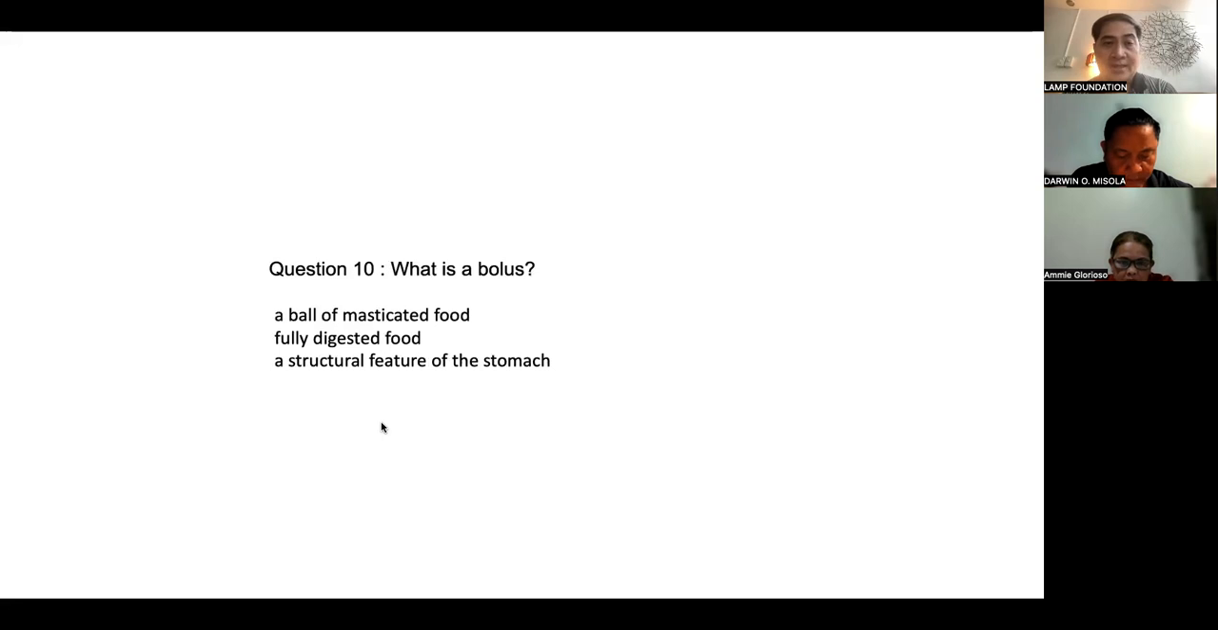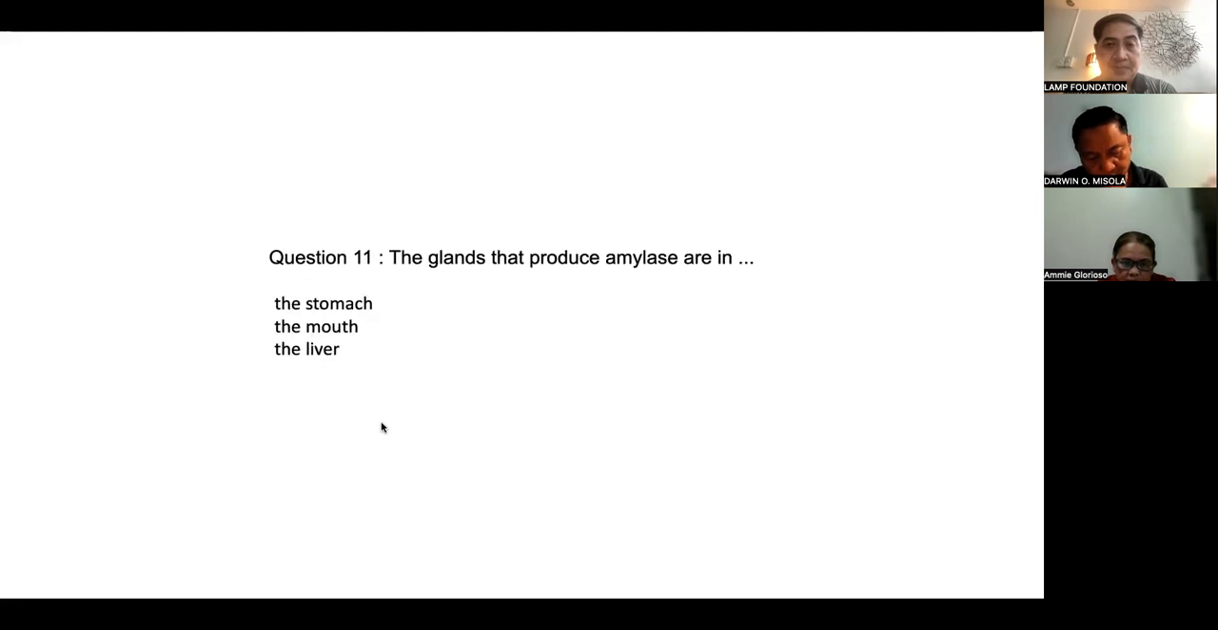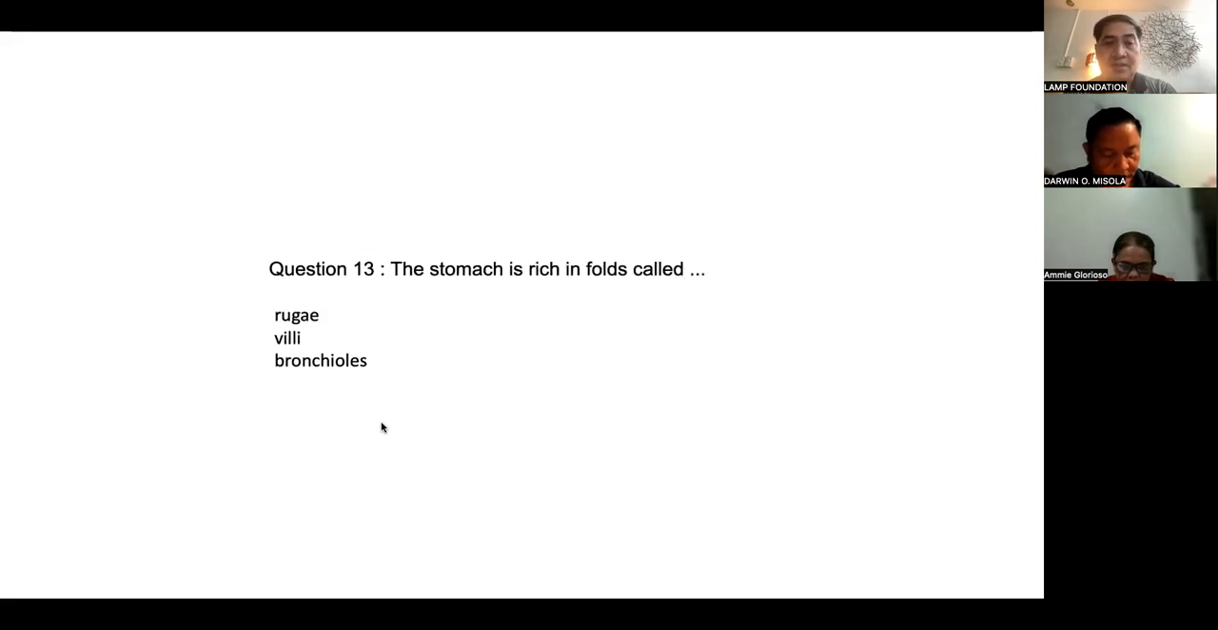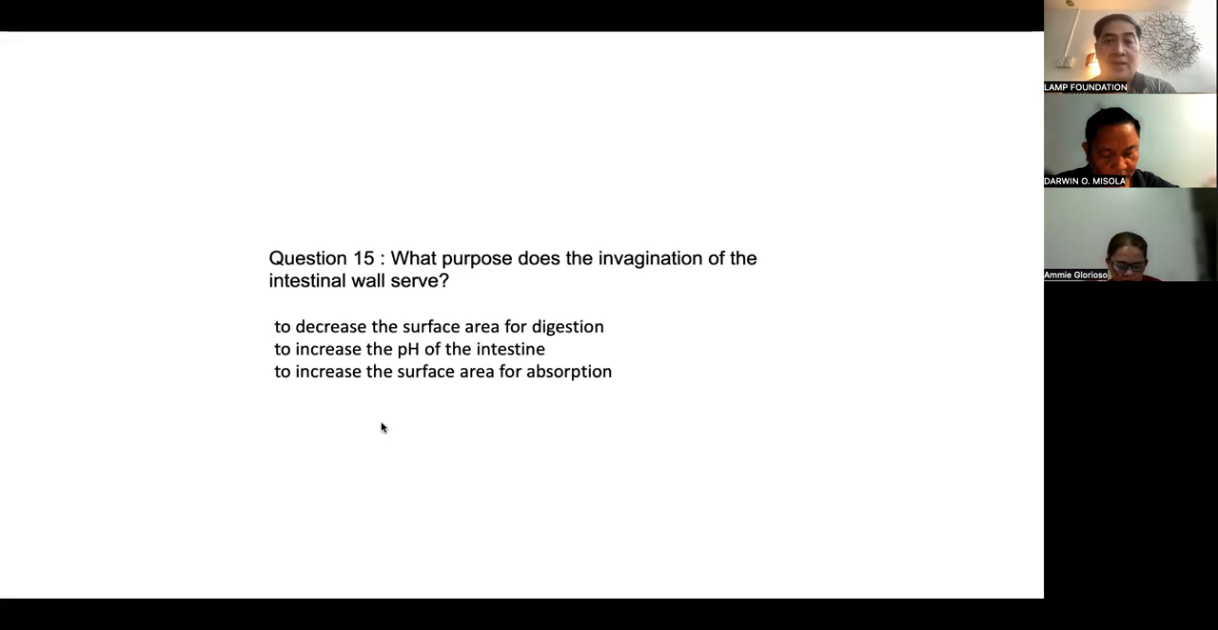The lacteals in villi drain into which system? Lymphatic system. What is a bolus? A ball of masticated food. The glands that produce amylase are in the mouth. Which part of the body performs mastication? Mouth. The stomach is rich in folds called rugae. Where does the descending colon lead to? At the rectum. What purpose does the invagination of the intestinal wall serve? To increase the surface area for absorption.